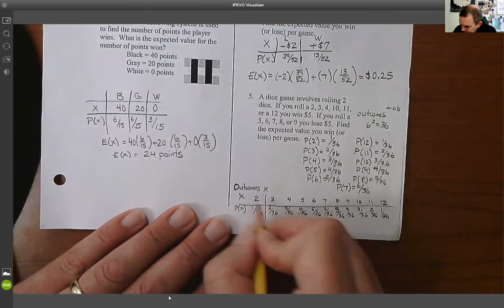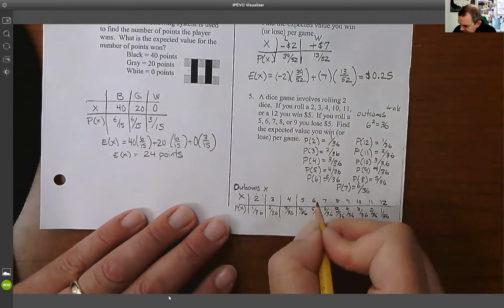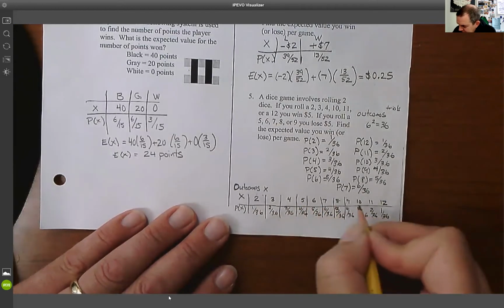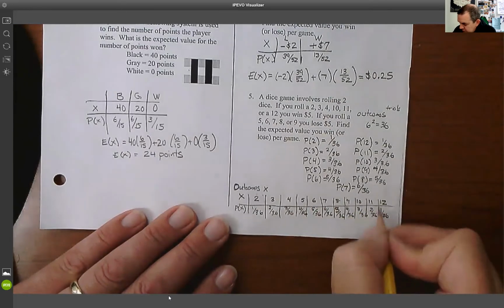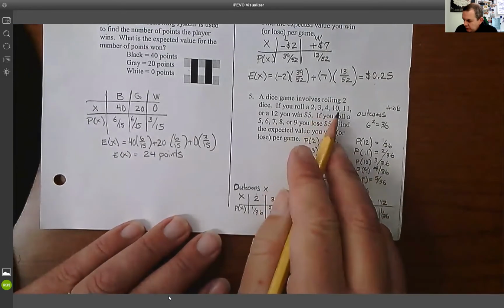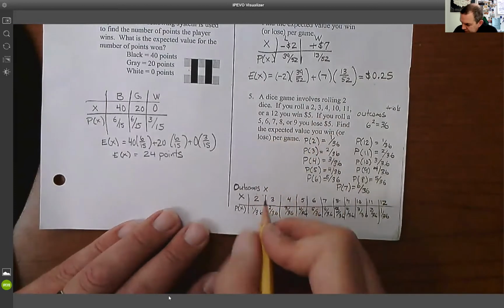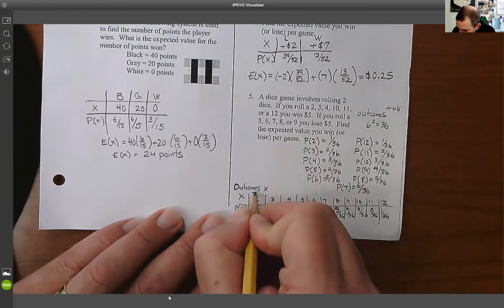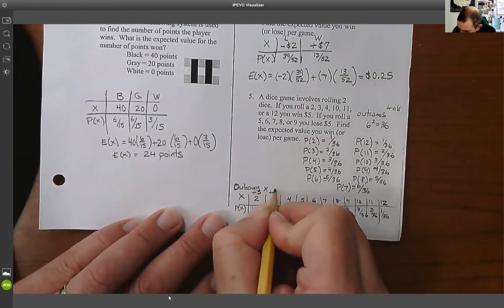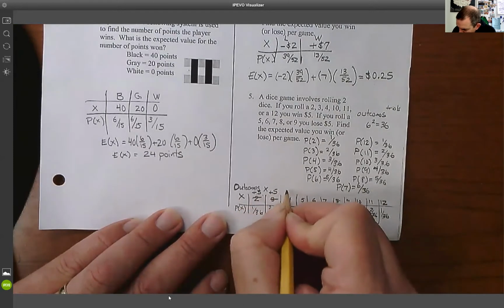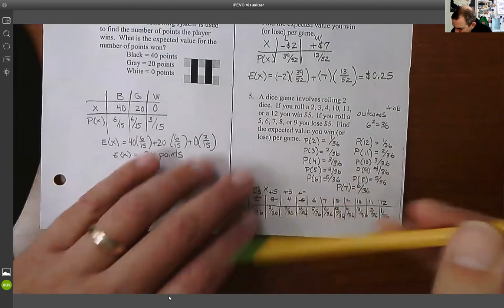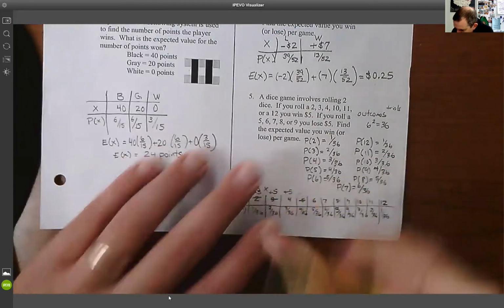Now, I want to pause because actually what I want to say is my outcomes are not the rolls. My outcomes are what happens with the dollar figures when I do those rolls. So on 2, 3, 4, 10, 11, and 12, I win 5. So in this case, technically, this is going to be a +5. This is going to be a +5. 4 is going to be a +5. 5 is going to be a -5.